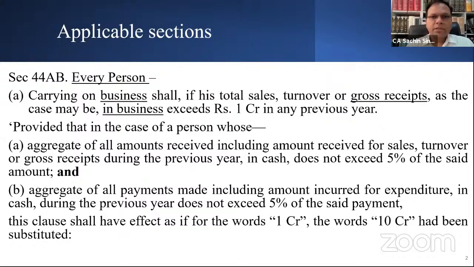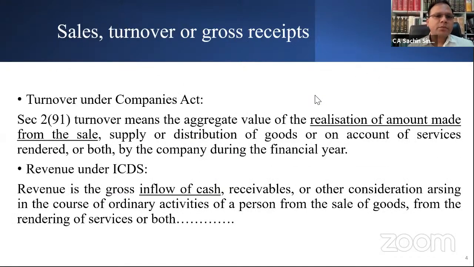As I mentioned, sales, turnover or gross asset is not defined in the Act. So from where can we take the meaning of this term? If you see turnover as per Companies Act section 2(91), it says turnover means aggregate value of realization of amount made from the sale, supply or distribution. So we can take it from here that turnover means realization of amount made from sale, but that is from the perspective of the Companies Act.